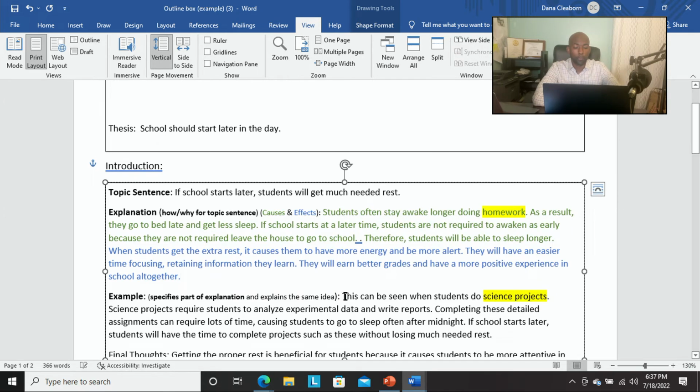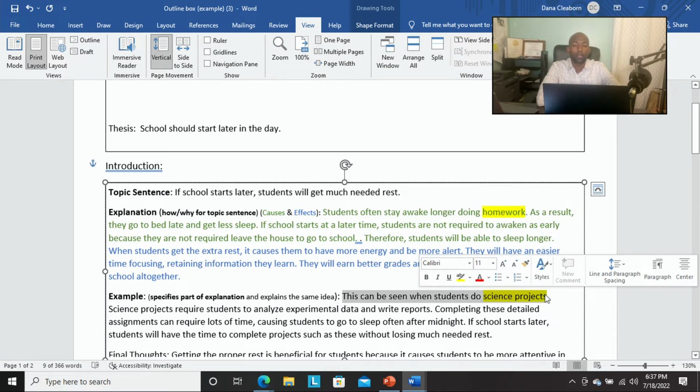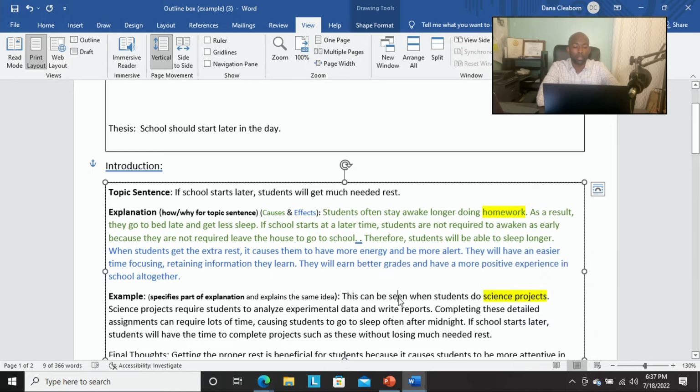And so the first thing to do is take one sentence and announce it. This can be seen when students do science projects. So this is the example. So what is the specific type of homework that we chose? We chose science projects. Okay? As a specific kind of example.